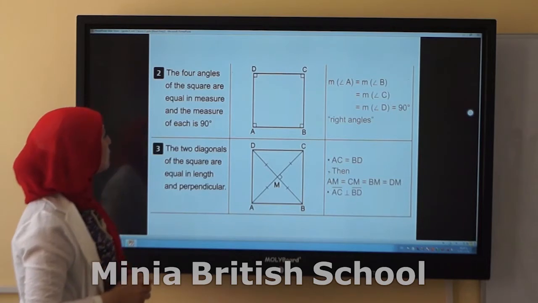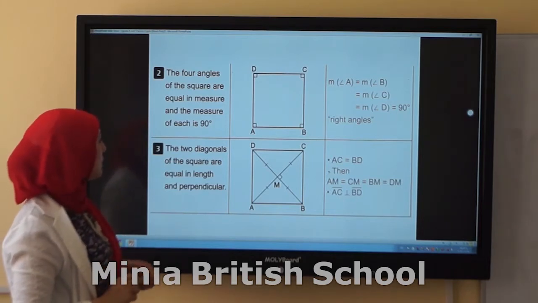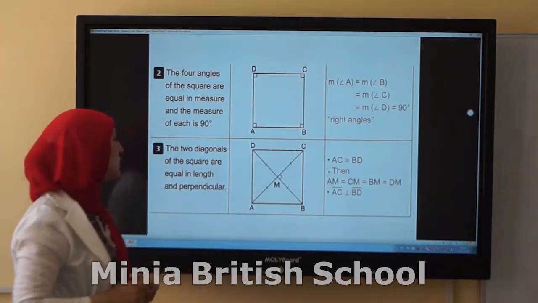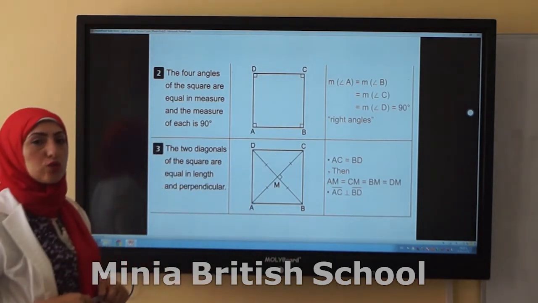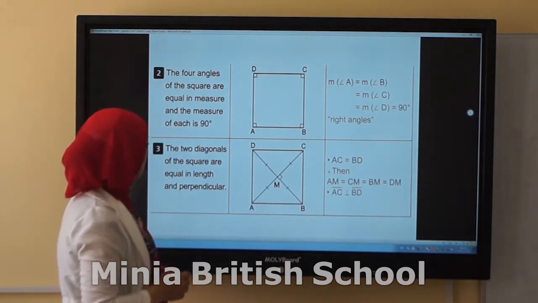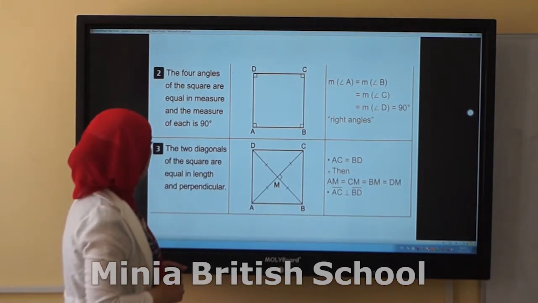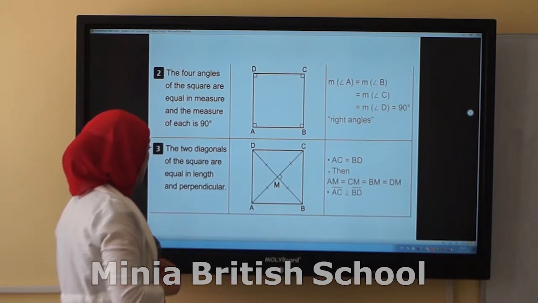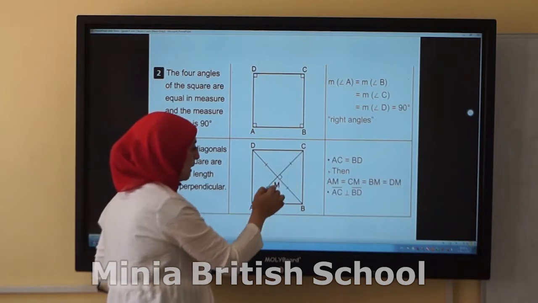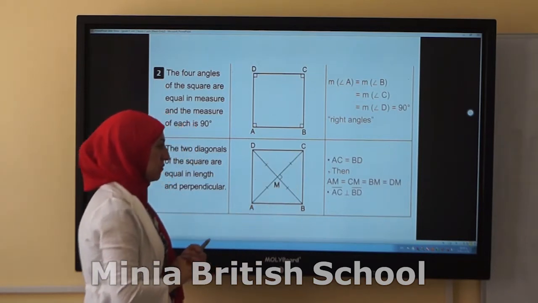Number two, the four angles of the square are equal in measure. Each one equals 90 degrees. The third property, the two diagonals of the square are equal in length and perpendicular.